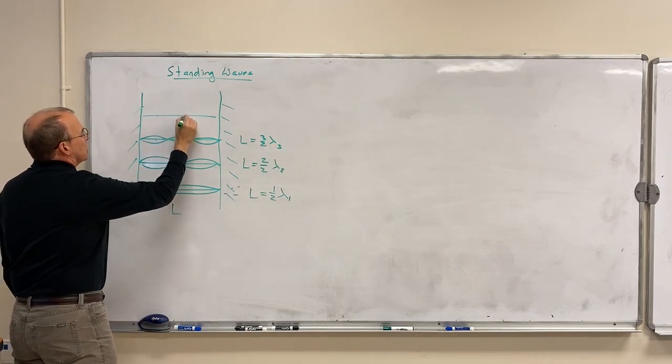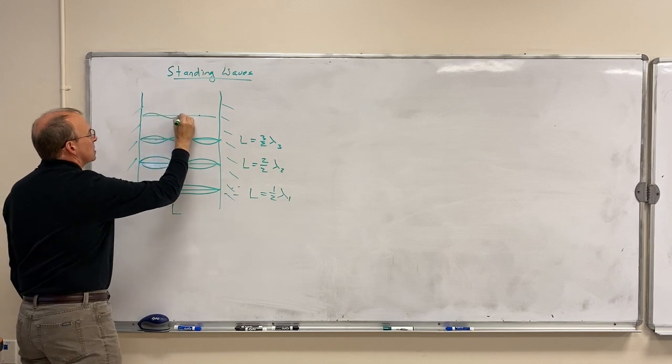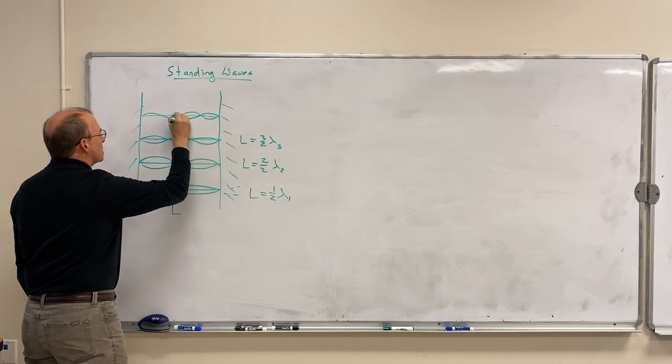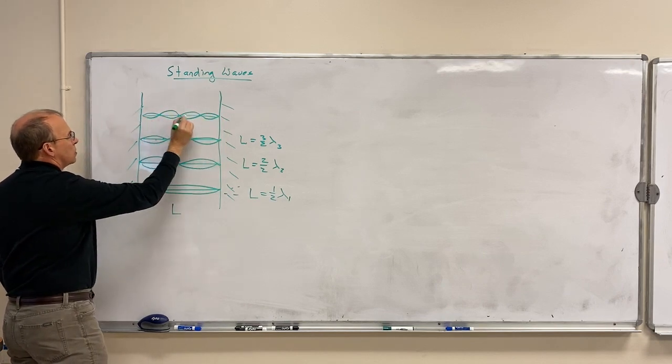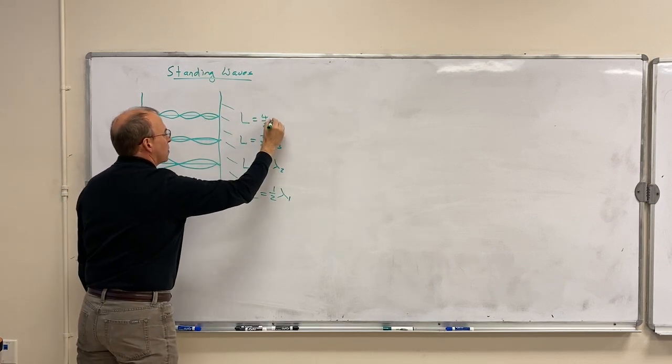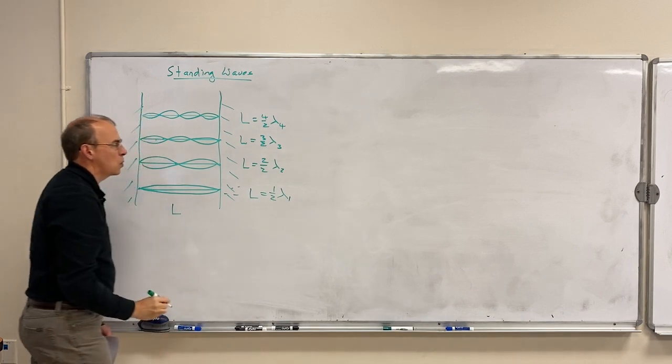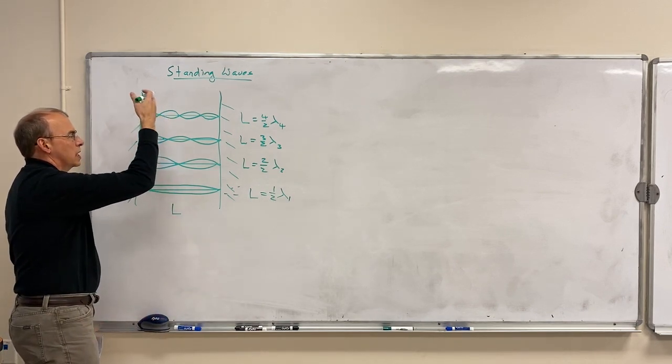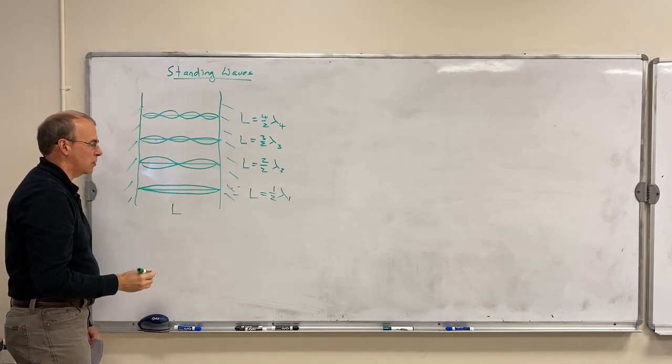And then the next case would be like this. I've got 1, 2, 3, 4. L is 4/2, and that's yet another wavelength. I'm going to call that wavelength 4. And you see that this would go on. The next would be L is 5/2 of wavelength 5.